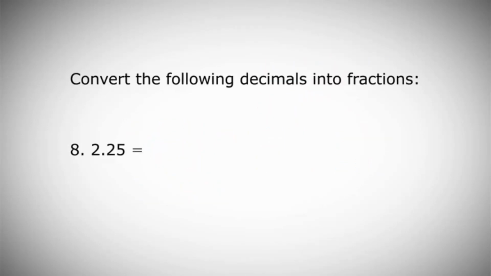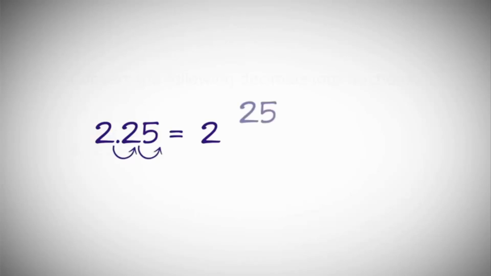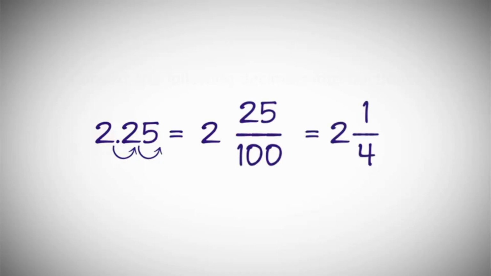Now let's take a look at number 8. 2.25. Anytime you have a whole integer in front of the decimal, that's going to be in addition to the fraction. So let's go ahead and write down a 2. And now let's convert the decimal portion of that number into a fraction. Some of you may remember that 0.25 is equal to 1/4. But the other way of doing that is to move your decimal place over 2 places to the right to get you 25 over 100, which can then be reduced to 1/4. So 2.25 is equal to 2 1/4.